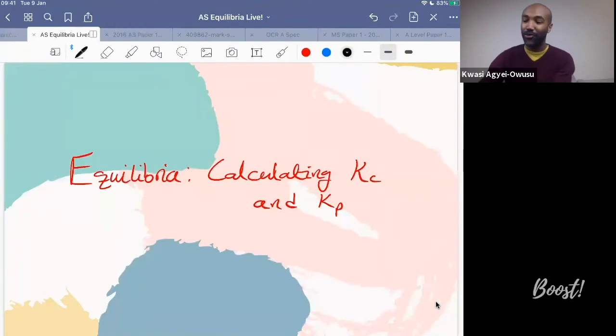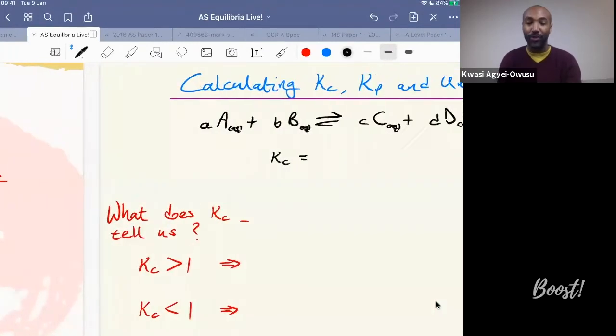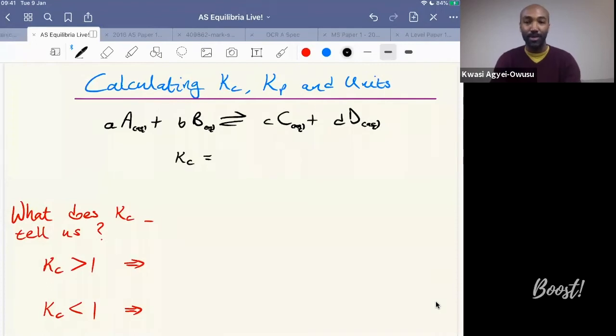Okay, so it looks like we're all set to go, and so we're looking at equilibria and calculating Kc and Kp. This is a follow up to your session on Thursday, which looked at what equilibrium is, and we looked at Le Chatelier's principle and the various factors affecting the position of equilibrium. So just a quick recap, you've got a generic equation shown on the screen where A and B react and in the process form C and D.